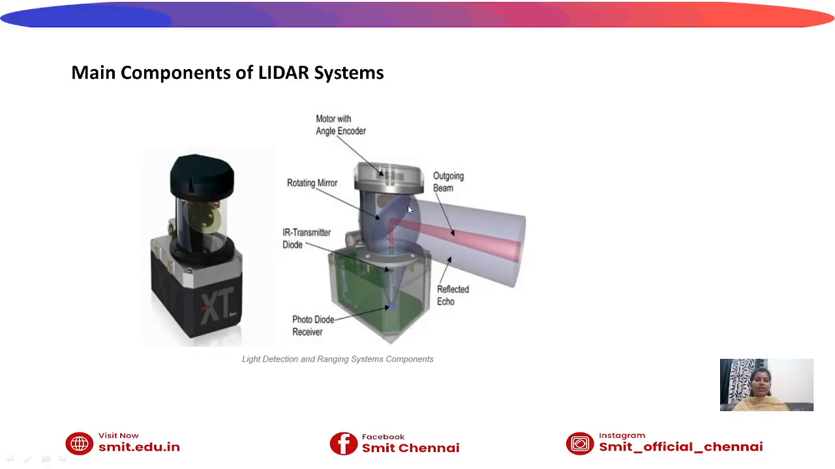So these are the main components of a LiDAR system. The LiDAR system actually looks like this. It has a reflected echo, and the inner part is the outgoing beam, that is, the pulse is emitted like this and also reflected back through this. It is a rotating mirror. The outer part is called the motor with angle encoder, and this part is called the IR transmitter diode, right? And this is a photodiode receiver. So these are the parts of a light detection and ranging system.